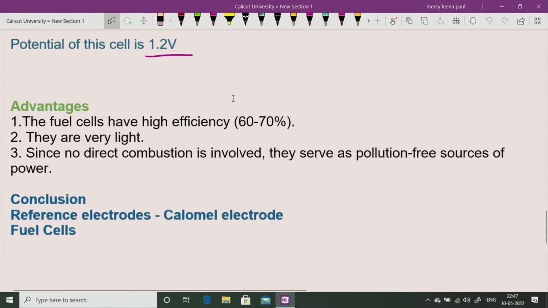Now, advantages of these fuel cells. Ordinary cells have an efficiency ranging up to a maximum of about 60%, and fuel cells have a very high efficiency of 60 to 70%. They are very light, as what we have is hydrogen and oxygen gas, and it is very light. Since no direct combustion is involved, they serve as a pollution free source of energy. So, these are the main 3 advantages of fuel cells.